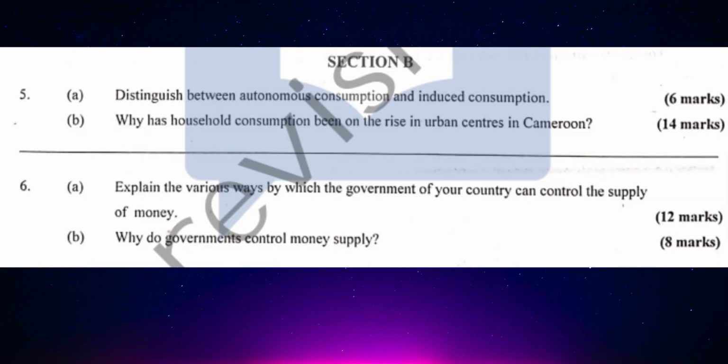Distinguish between autonomous consumption and induced consumption. Why has household consumption been on the rise in urban centers in Cameroon? Explain the various ways by which the government of your country can control the supply of money. Why do governments control the supply of money?